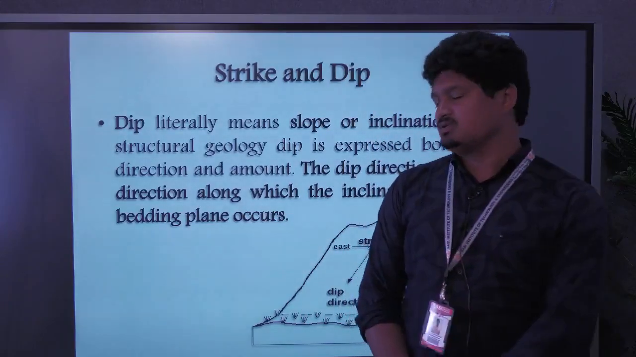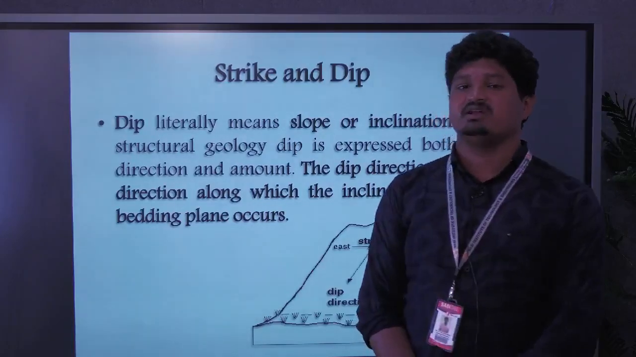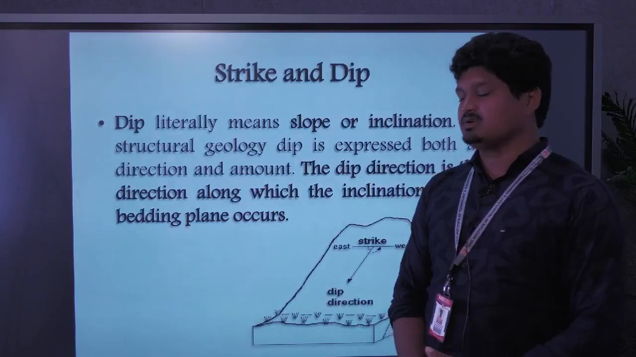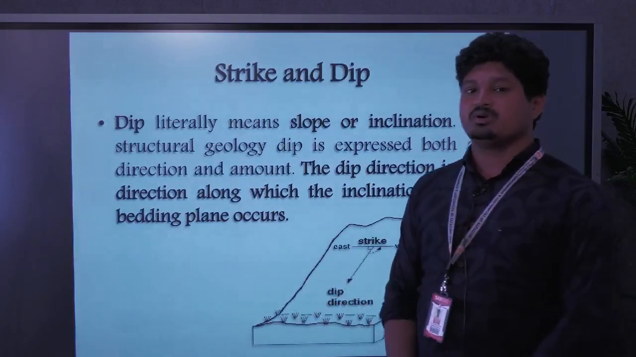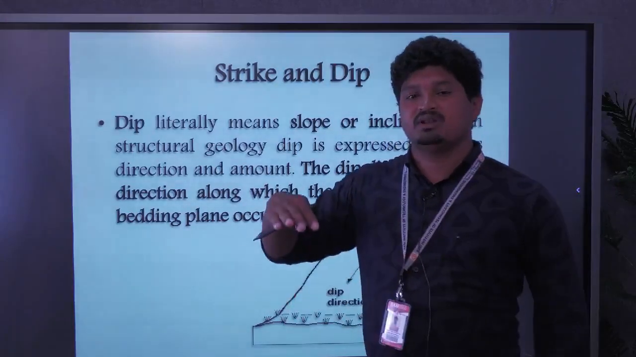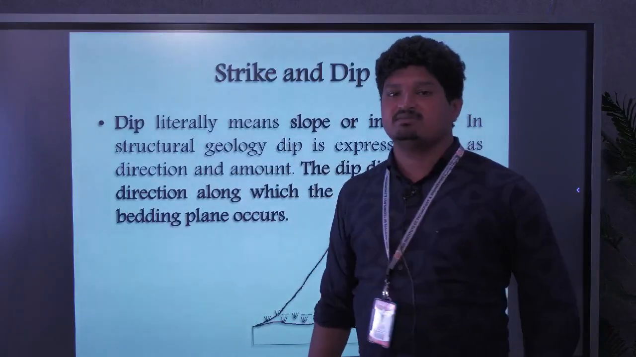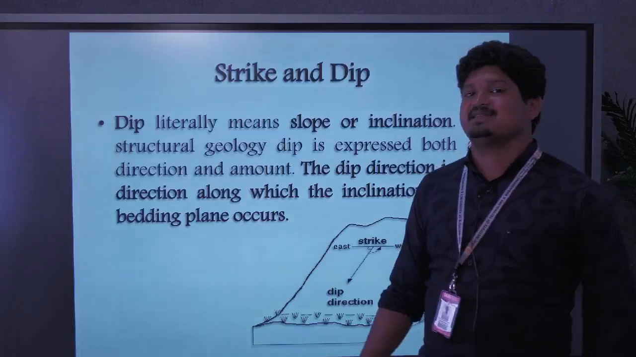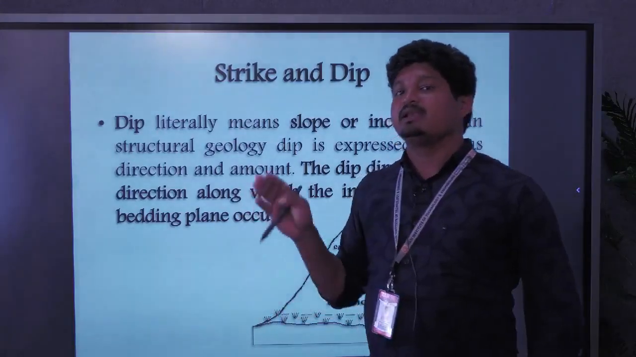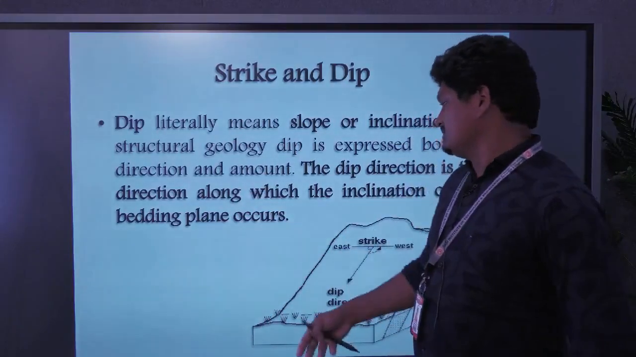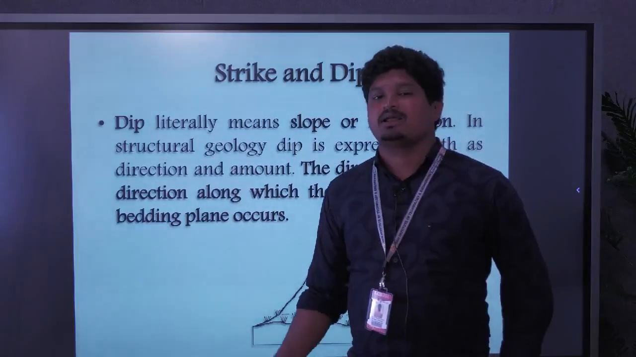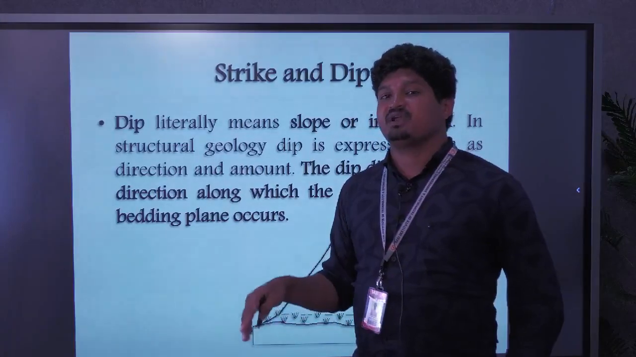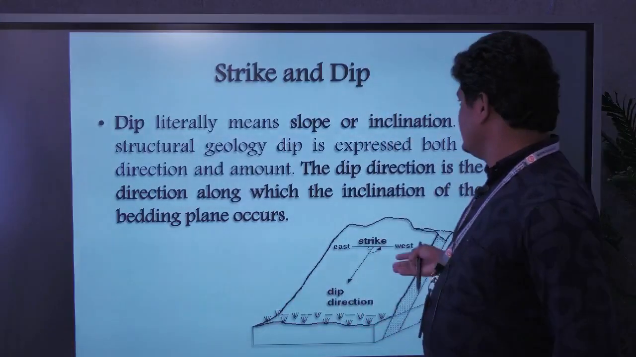But in earlier days, when instruments were not available, people threw a glass of water onto the rock area. The direction in which the water flows down is called the dip direction, and the opposite is called the strike direction. That is what people used in earlier days. Nowadays we use clinometers and different types of compasses for measuring strike and dip.